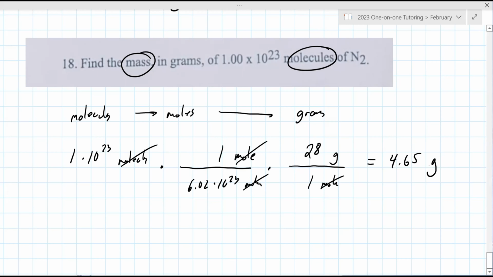4.65. And what are the units? The mass. Is it grams? Yeah, you can always go back to what the question is asking. It sort of tells you what to look for. Okay. All right. I got it. I get it now.